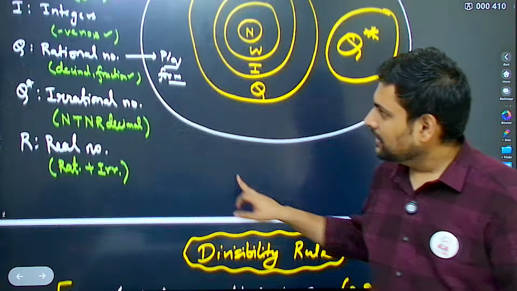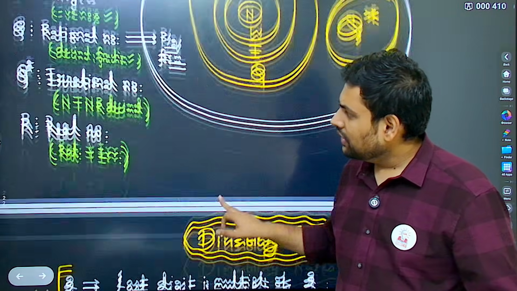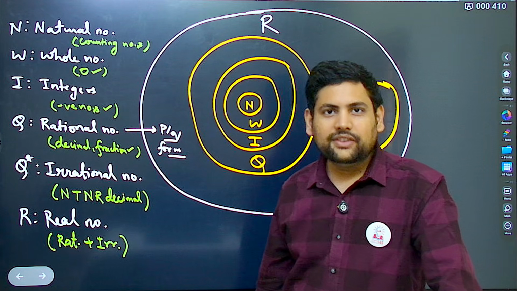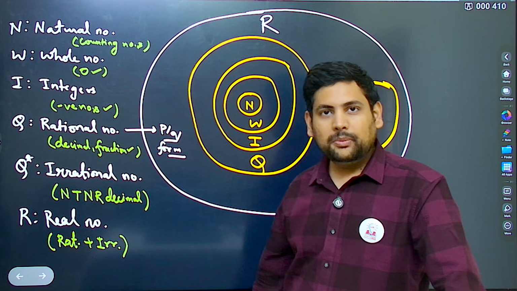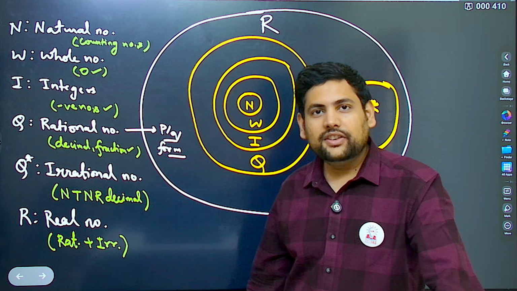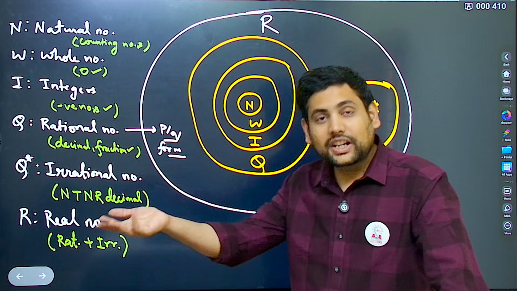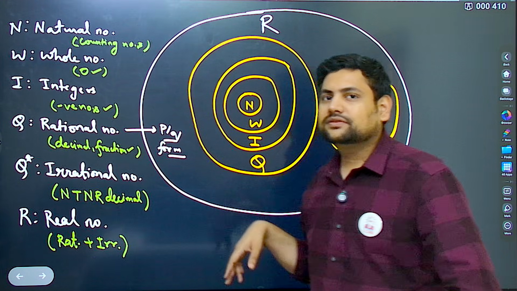All that is fine. Now we also know about two, three more numbers. You know about even numbers, odd numbers. Even number was what? Which were divisible by 2. Is 0 an even number? Yes, 0 is also an even number because 0 by 2, you're getting a whole number, correct?